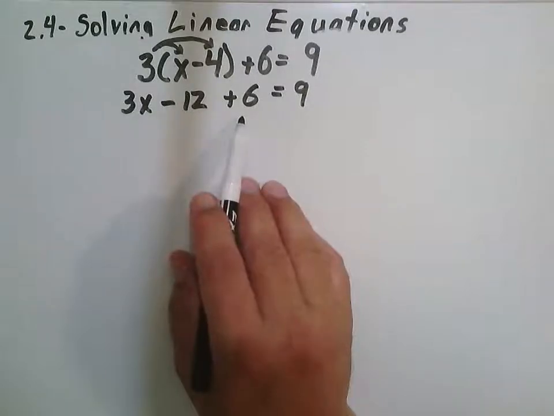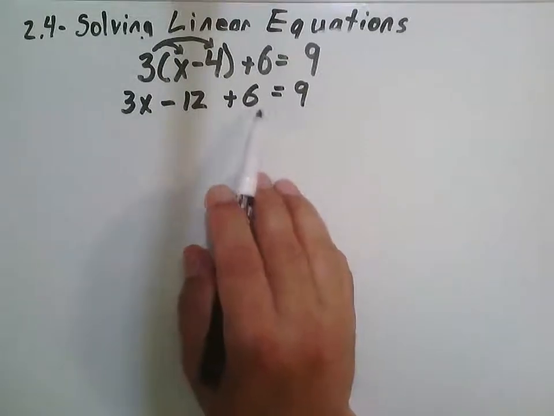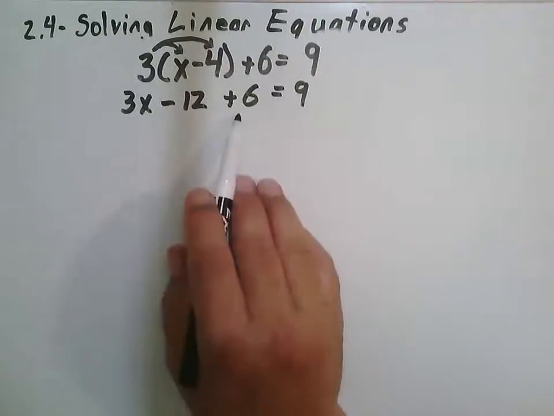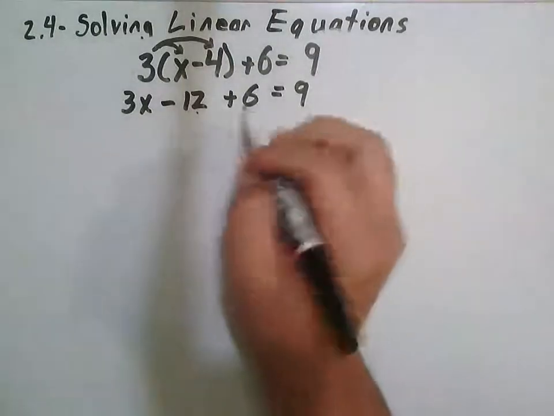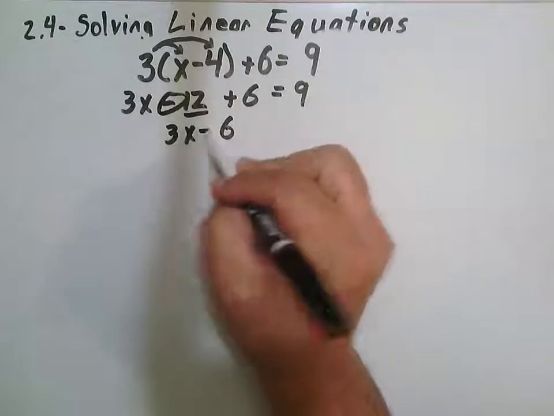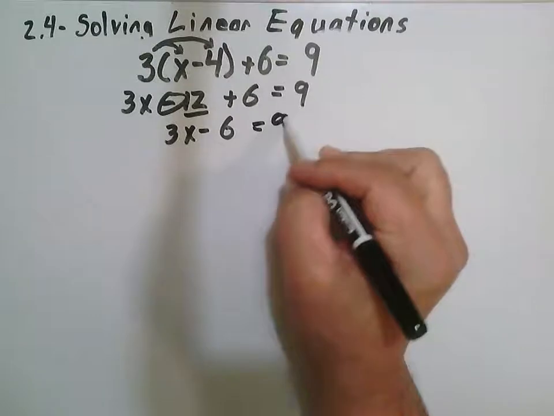I'm going to still use my two-step process because I could move these over one at a time, but it's easier just to condense these. Negative and a positive, they don't match, so I subtract. 12 minus 6 is 6. 12 is bigger, it's a negative, so this is going to be 3x minus 6 equals 9.